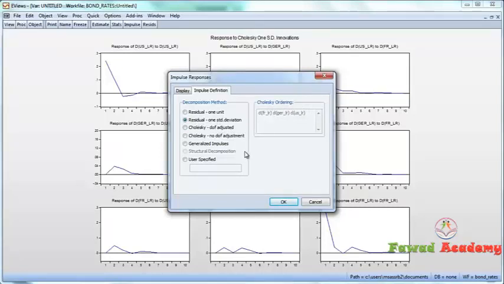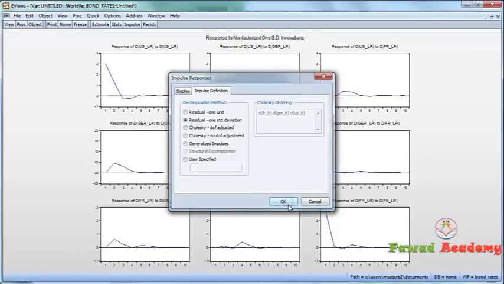This implicitly assumes that there is no contemporaneous correlation between the residuals. So the impulse response functions which we will see very soon, as soon as we click OK, will be correct if that's true. However, they will be seriously misleading if there is contemporaneous correlation between the residuals in the three equations. So let's click OK.